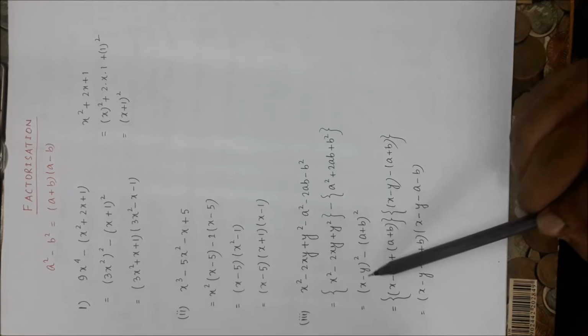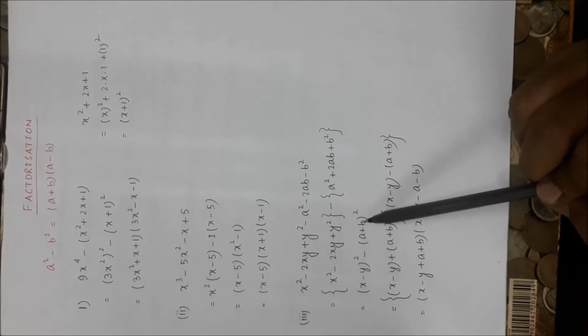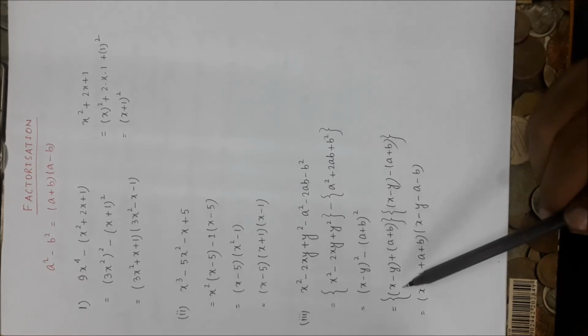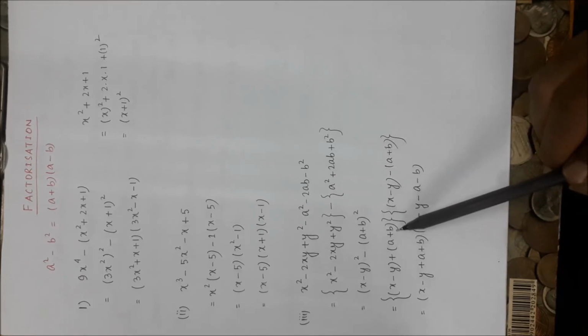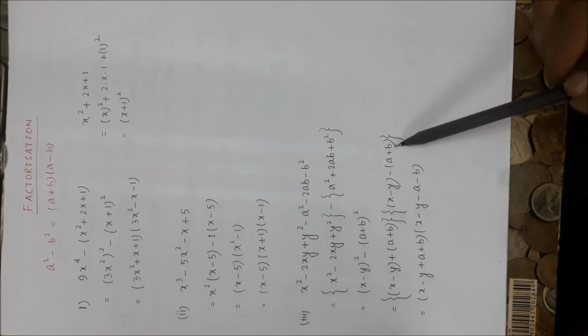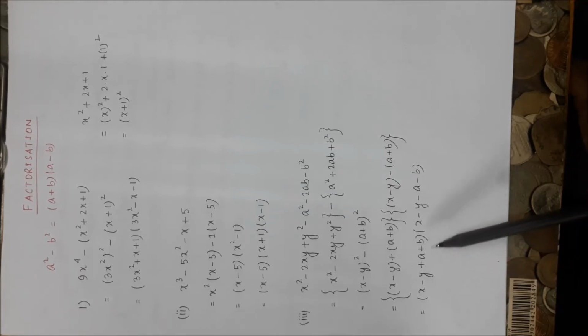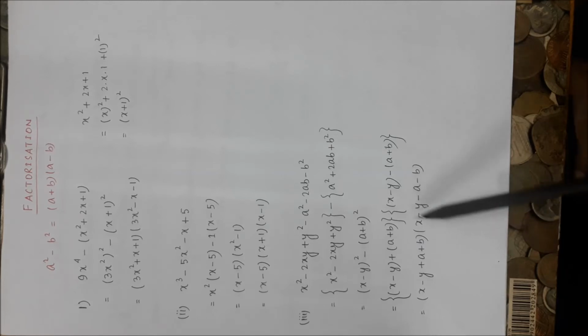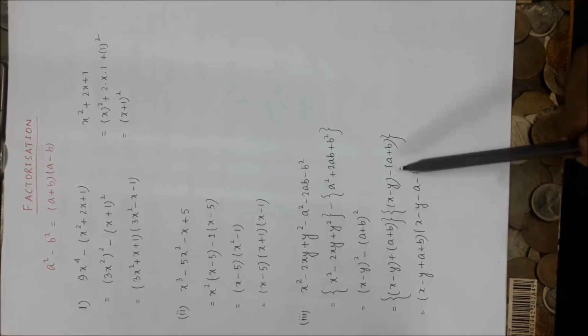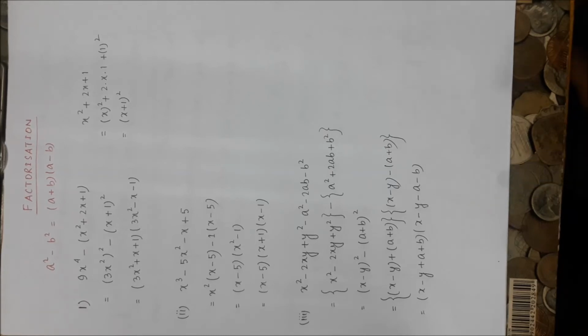Now look at this term. This is a difference of two squares. So we can apply the formula. So x minus y plus (a plus b), x minus y minus (a plus b). So once we open the bracket, we'll get the factors as x minus y plus a plus b multiplied by x minus y minus a minus b. Now minus plus minus, so minus a into minus b.